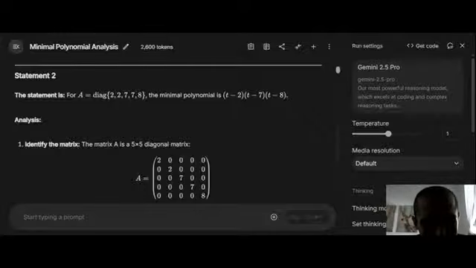Linear factors. So you can say the minimal polynomial for a diagonal matrix. This will be nice. Let's just see.